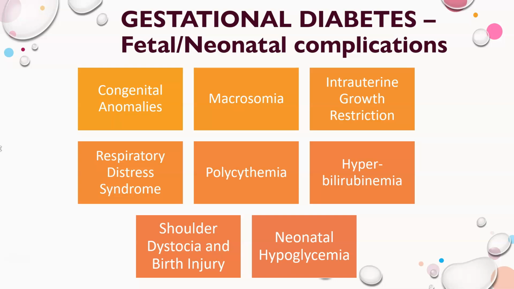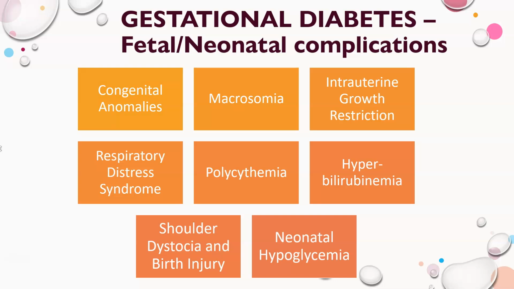Macrosomia, that's that excessive birth weight, so they're bigger babies. There may also be intrauterine growth restriction if it's really severe. Sometimes I would see IUGR more with type 1 diabetic patients. And respiratory distress can happen as well because there's actually an inhibiting of fetal enzymes that are needed for surfactant production. And so these babies don't have enough surfactant.